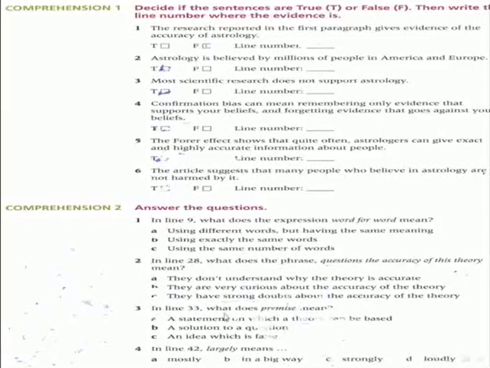The answer is C. They have strong doubts. They are not sure. Strong doubts about the accuracy of the theory. In line number 28, you can go back and check what the phrase questions the accuracy of this theory means. It means they have strong doubts about the accuracy of the theory.